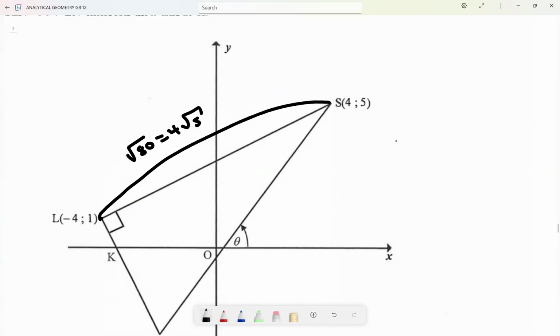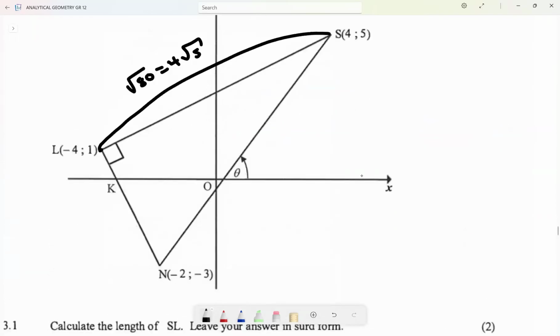I don't want to make the videos long, because it's tiring. But the distance formula is the same as doing it here: -4 minus 4, squared, plus 1 minus 5, squared, and then you square root. It's just that. And then calculate the gradient of SN.